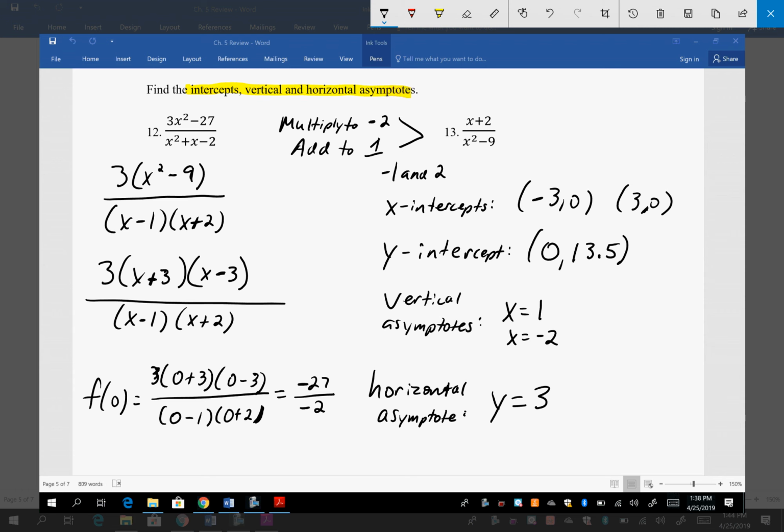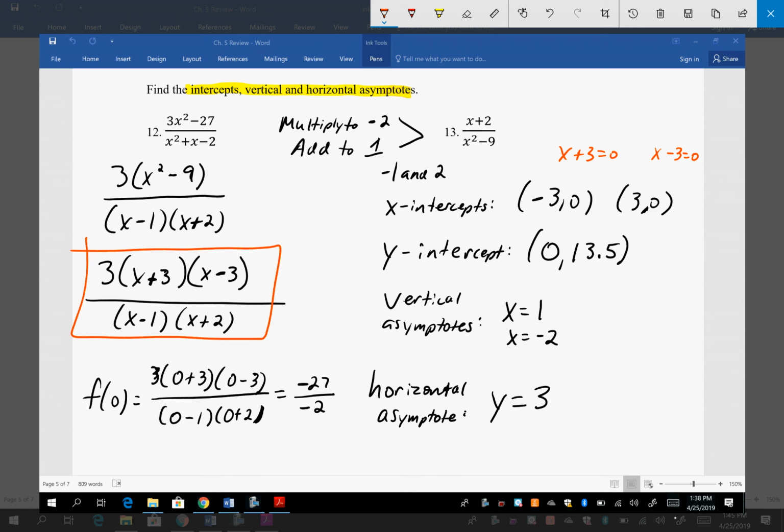Yes, Yesenia. You equal them to 0. So my brain, I didn't write it down, but my brain did x plus 3 equals 0 and x minus 3 equals 0 to get each of these. All right, the numerator. Sorry, I'm using the factored one. That's the one I care about.